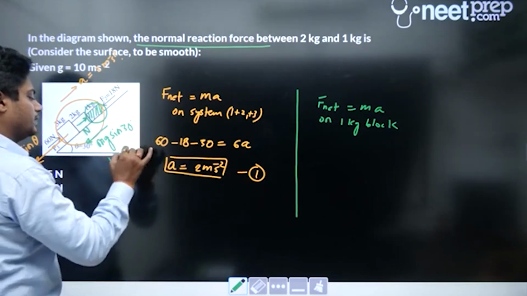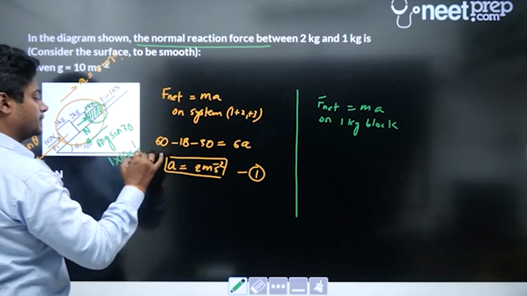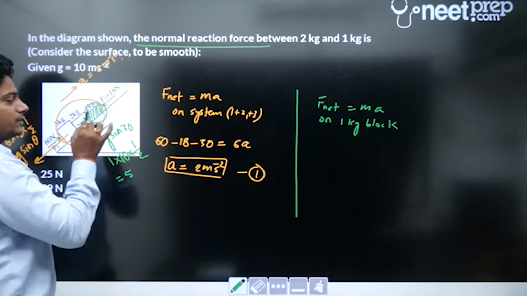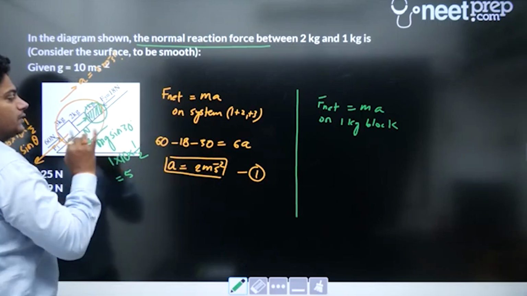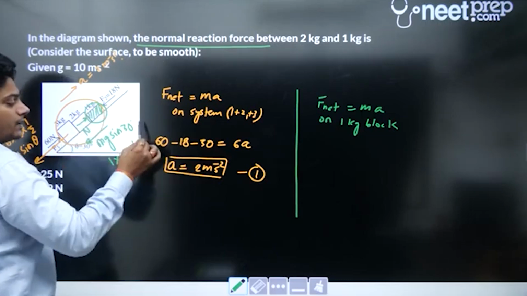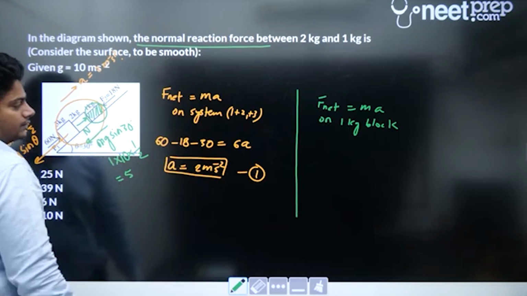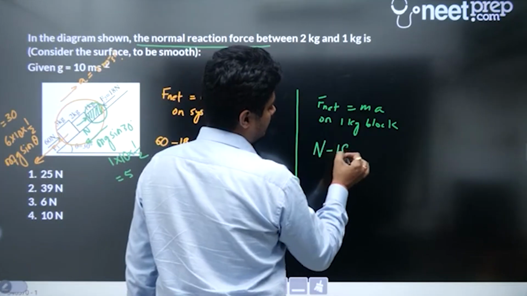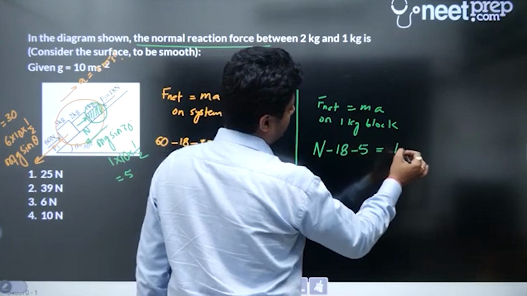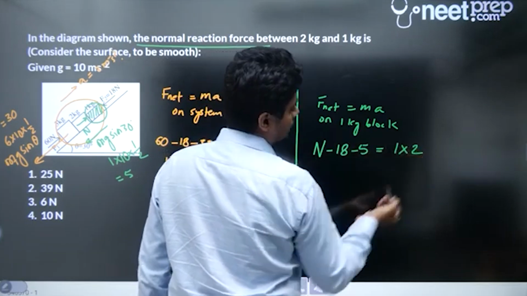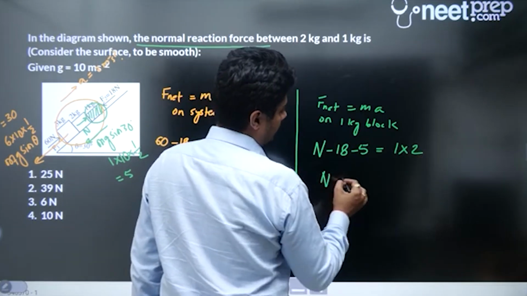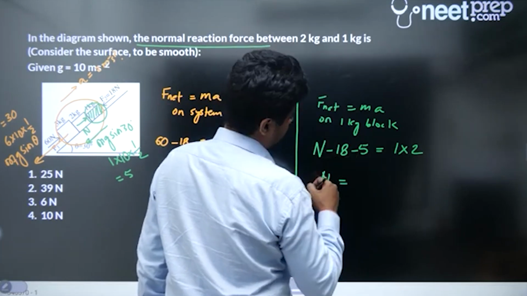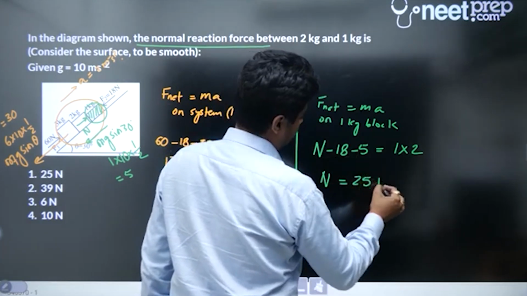Into g is 10, into sin 30, which is half. So which is 5. So we have 3 forces again acting on this 1 kg block: 18 downward, normal upward, and 5 downward. So the equation will be F net, which is N minus 18 minus 5, will be equal to mass 1 into a, which is 2. So clearly N will be equal to 25 Newton.